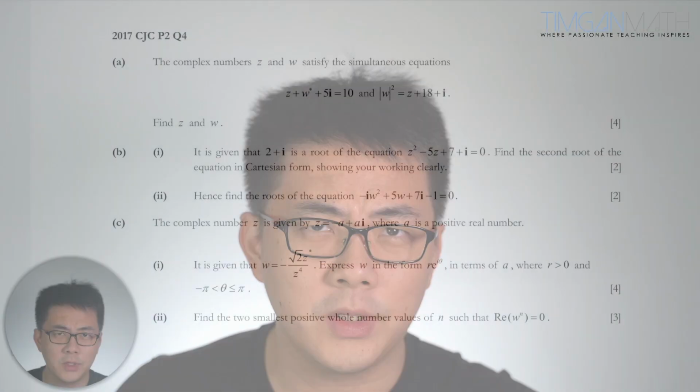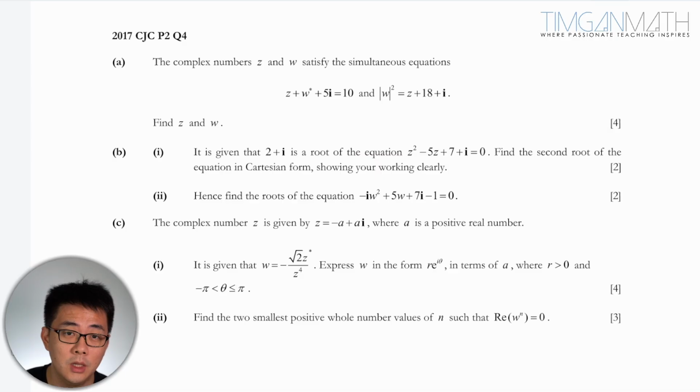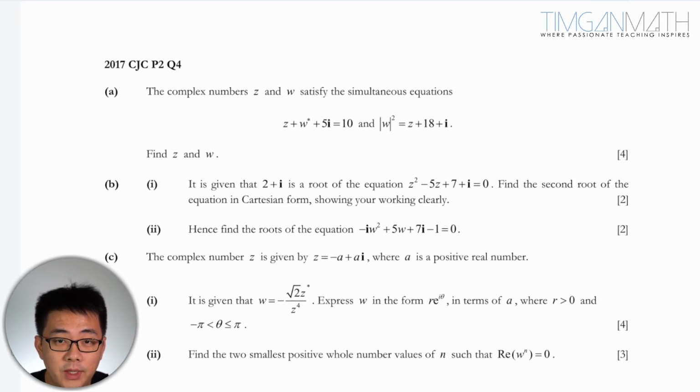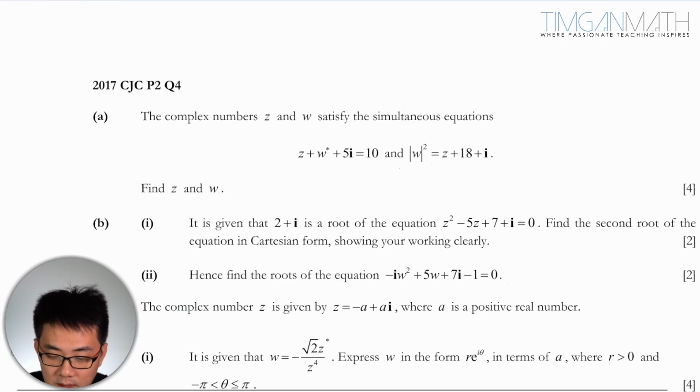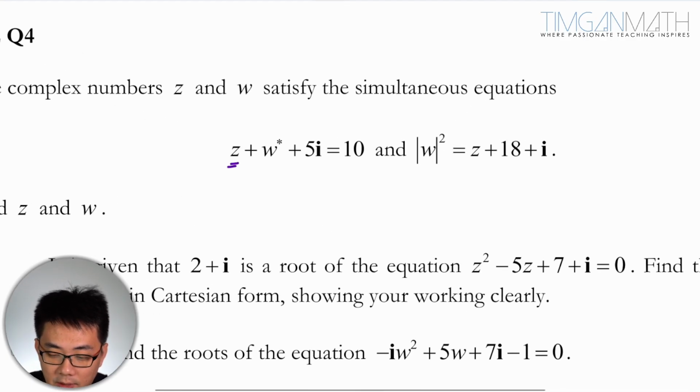Alright students, let's look at this question here, which is on complex numbers. It was taken from the year 2017 CJC paper 2 question 4. You're given that the complex numbers z and w satisfy this simultaneous equation, and we are told to just solve this. What I'll usually tell students is that a simultaneous equation is similar to what you learn in secondary school, except that now it's in complex numbers. So there are some additional tricks to do.